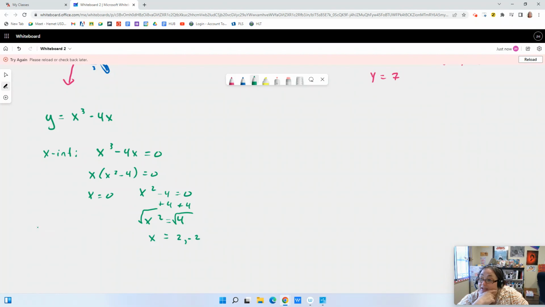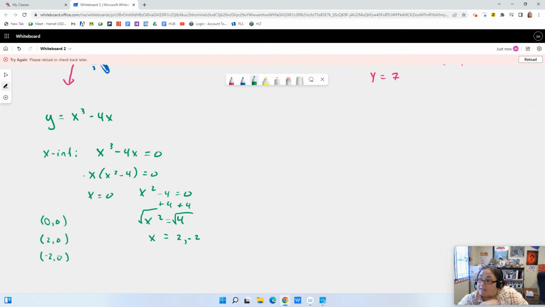We have x at 0, so 0, 0. We have x at 2, 0. All our y's are 0, because these are x-intercepts. And we have -2, 0. Those are all points on the graph. They are intercepts.